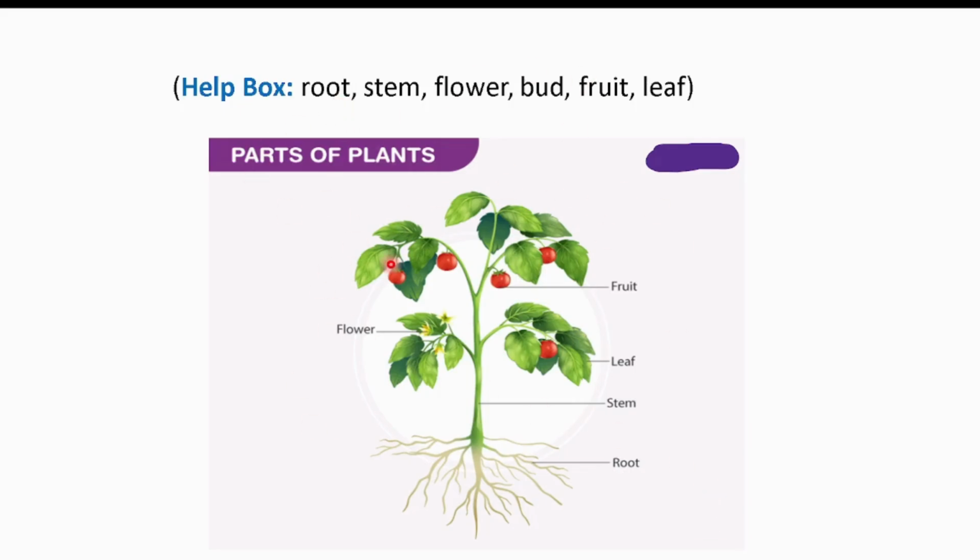Here we can see a diagram. In this diagram we can see a plant is having leaf, also a fruit, stem, roots and also a flower.